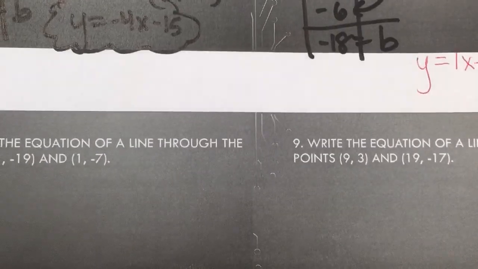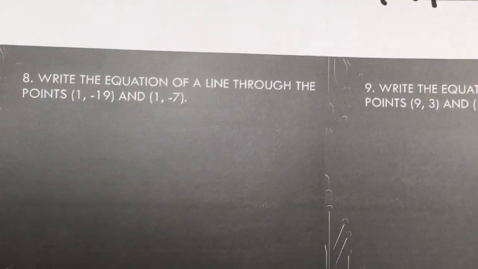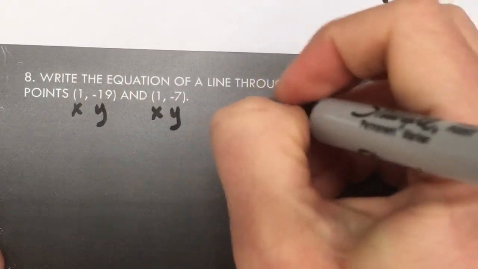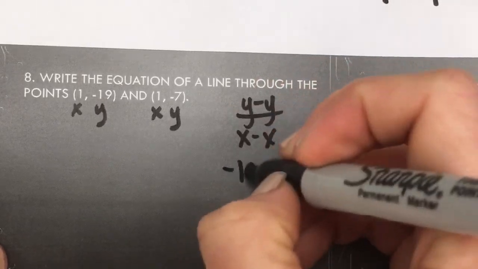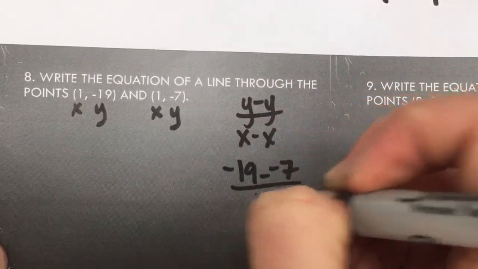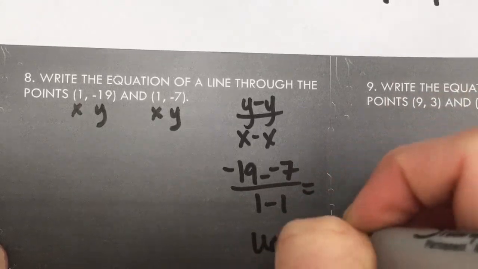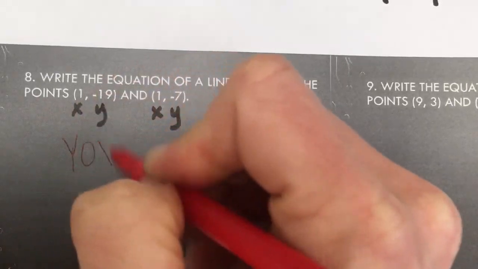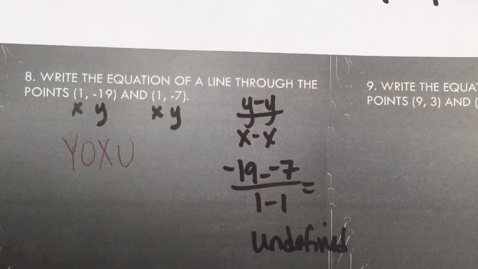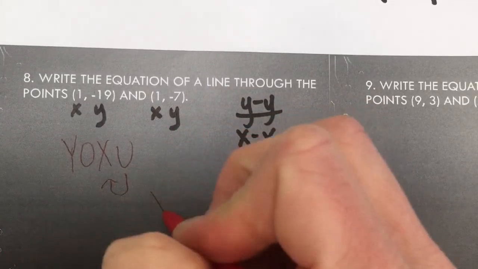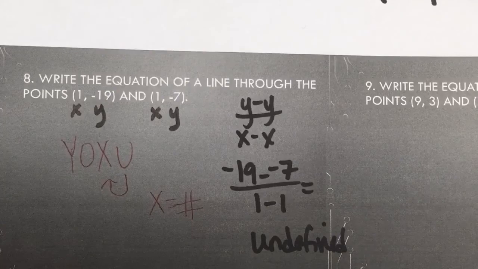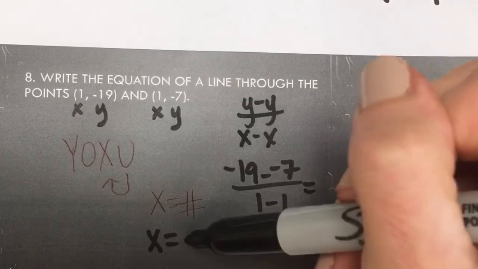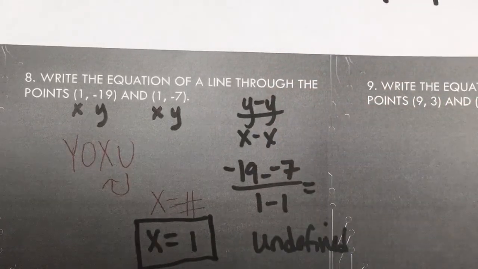Number 8, write the equation of a line through the points (1, -19) and (1, -7). So I know I need to find my slope in order to have the equation of a line. So y minus y over x minus x. -19 minus -7 over 1 minus 1. That gives me undefined. So ding, ding, ding, bells going off in your head. That must be a y-o-x-u problem. All right, so undefined is going to be x equals a number for your answer. And what number is x going to be? It's going to be your x value, which you notice are the same. The only time this happens is when they are the same. So x equals 1.